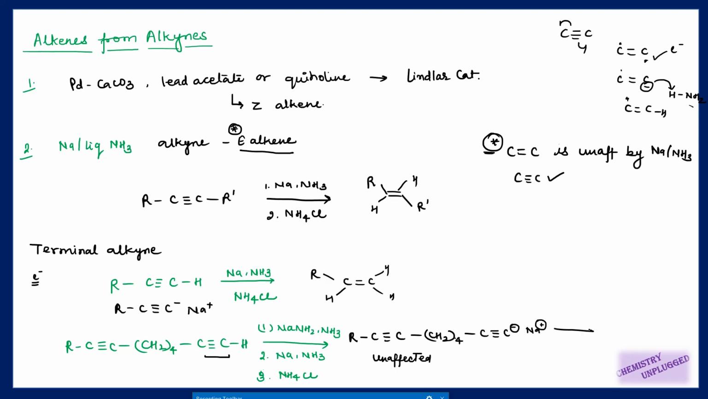In the next step we are again using one molecule of sodium and ammonia. Then this internal alkyne will react first, right? We have this one. Then in the next step we are using this ammonium chloride. So this ammonium chloride will convert this acetylide into alkyne. If we have one more molecule of sodium and ammonia, then this reaction may be possible, but it stops at this level only, right?